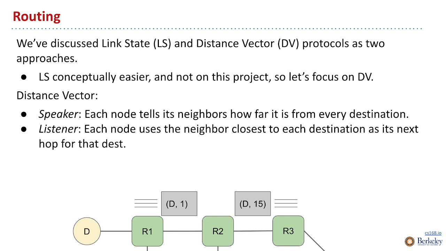And so as speakers, every node is going to tell all of its neighbors its distance to some destination. And then as a listener, every node takes in all these updates and decides which advertisement it should use for its route. And that should be an easy decision. A cost of 1 to get to the destination is better than a cost of 15. And assuming that R2's cost to R1 and R2's cost to R3 are both the same, they're both 1, we should take the shorter route.